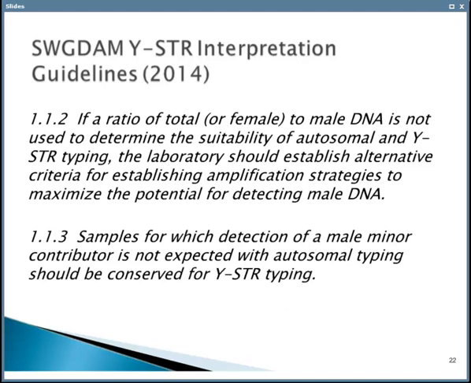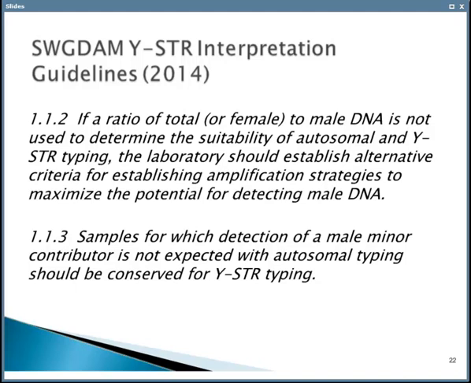However, if the lab doesn't use a ratio of total female to male, then the lab should establish alternative criteria for establishing the strategies to maximize the potential for detecting male DNA. And lastly, samples for which detection of a male minor contributor is not expected with autosomal typing should be conserved for y-STR typing. So I think these are clear statements that y-STR typing is here to stay.